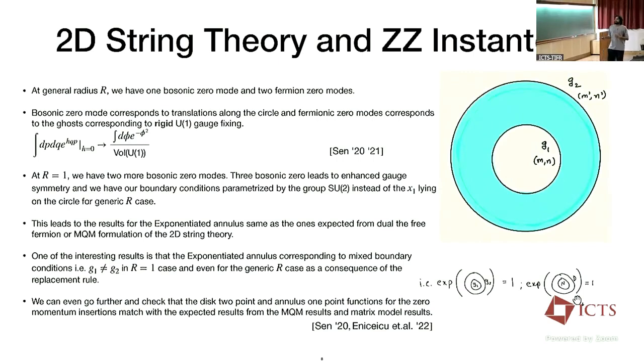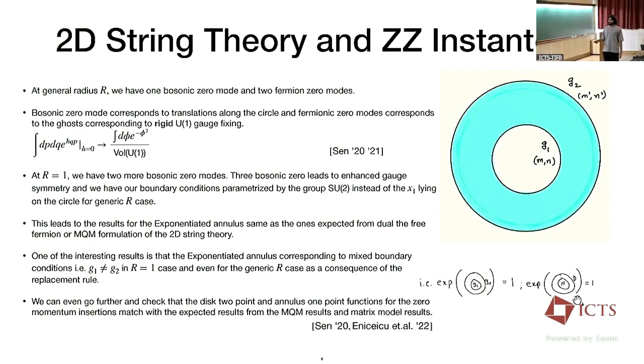So one of the interesting results I can tell you is the exponentiated annulus. I probably skipped it, but in the R equal 1 case, the boundary conditions are not Dirichlet or Neumann anymore. They are parameterized by the SU(2) group, and that makes a big difference. But if I use the same regularization procedure and the replacement rule from the previous slide, I end up with results which match the dual formulation, called the matrix quantum mechanics formulation of the 2D string theory.